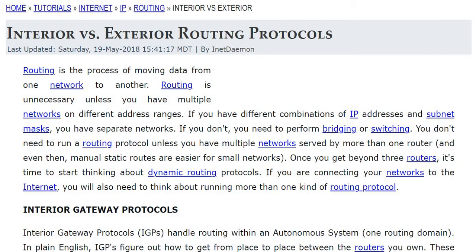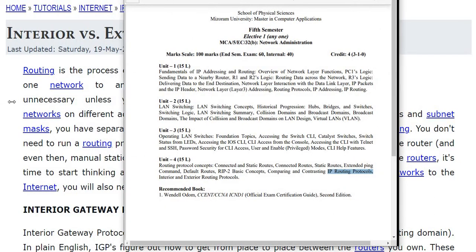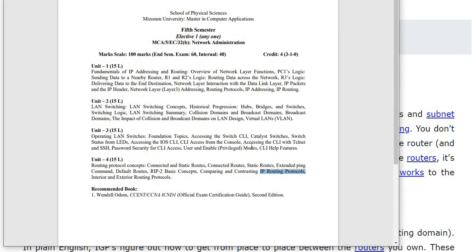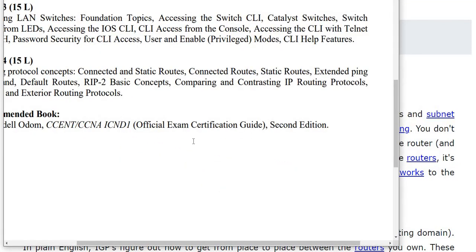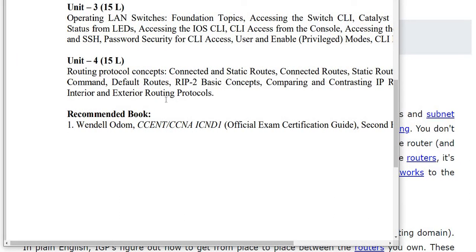Okay, let's go to this inner unit. The point to discuss is the interior and exterior routing protocol. Can you hear me? Yes, sir. Okay.